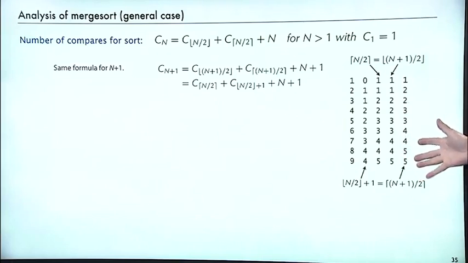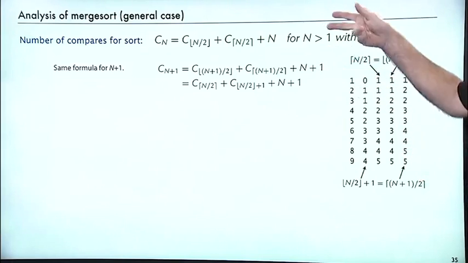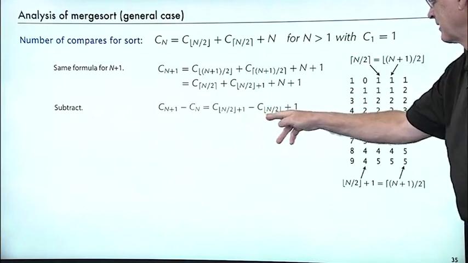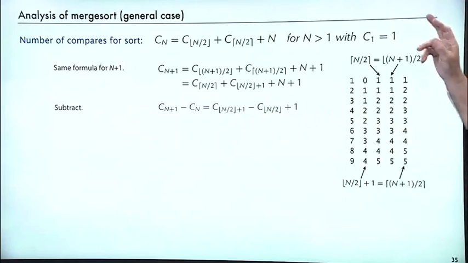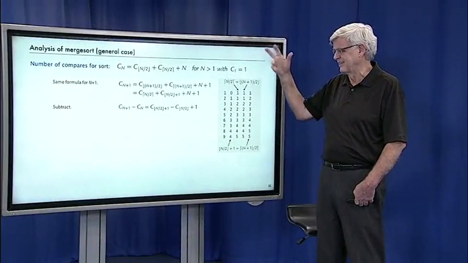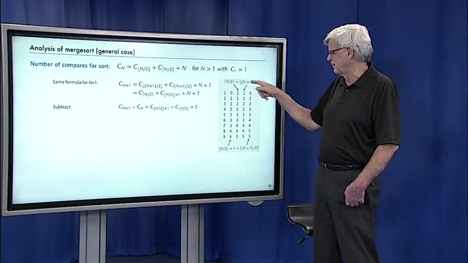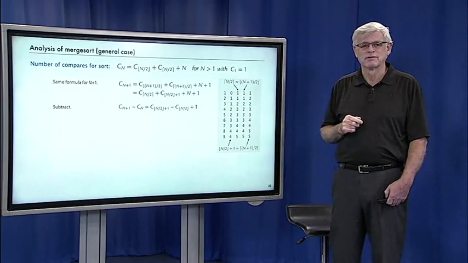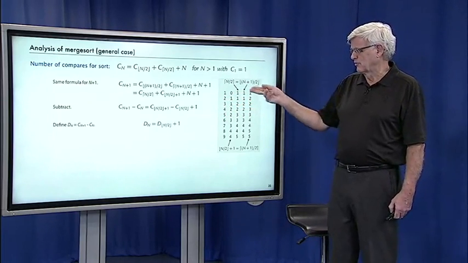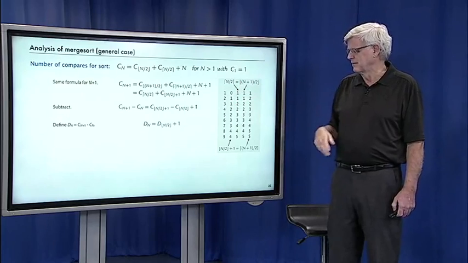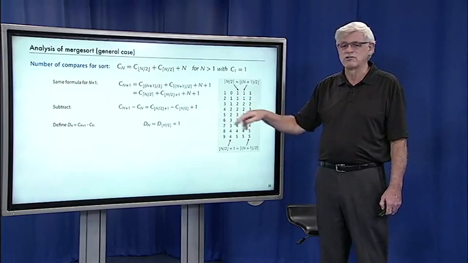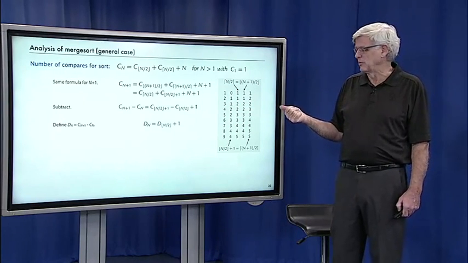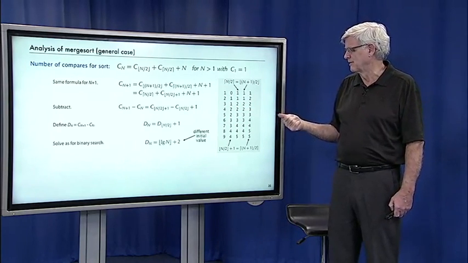So that's what this table does. And then once we have that, we can subtract those two formulas, and that gives us something that telescopes. So it's a little magic trickery based on the relationships between floor and ceiling with the plus ones, and that gives us a simpler formula to work with. We'll just define that difference to be d_n, and then that gives the equation for d_n. But that equation is a familiar one. That's the binary search equation.